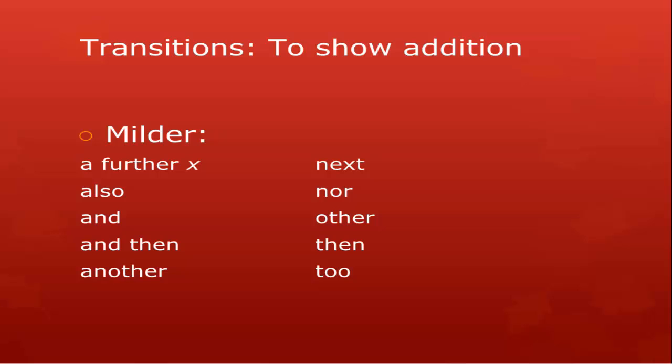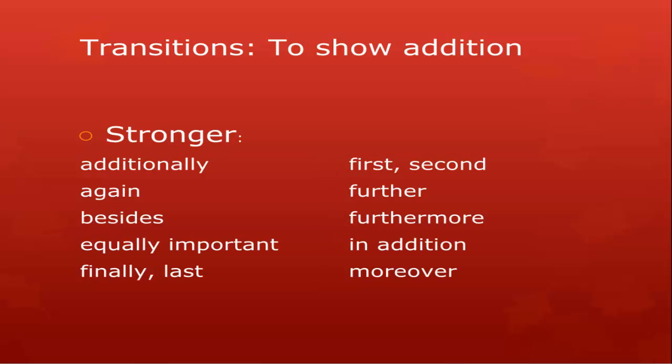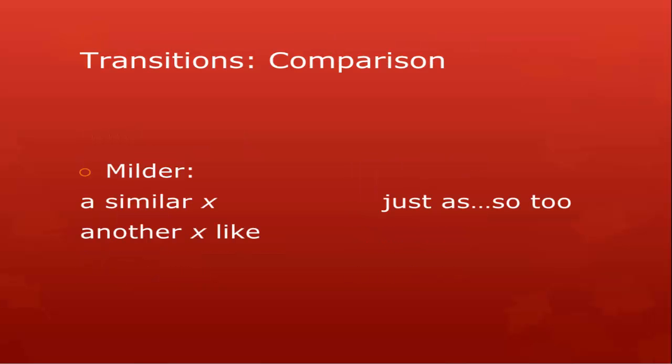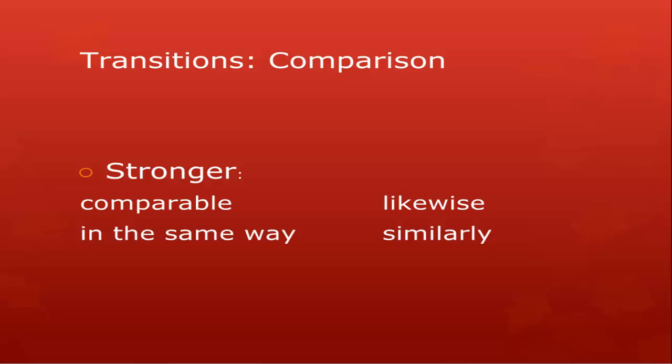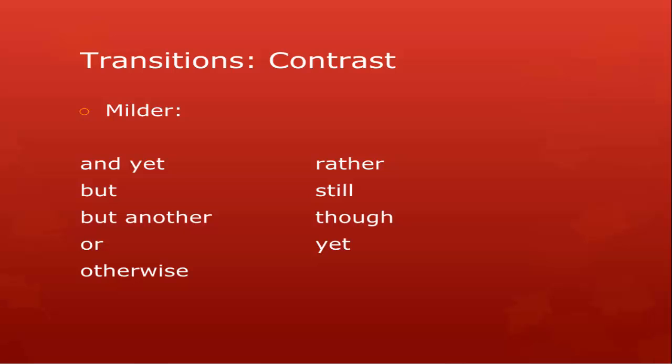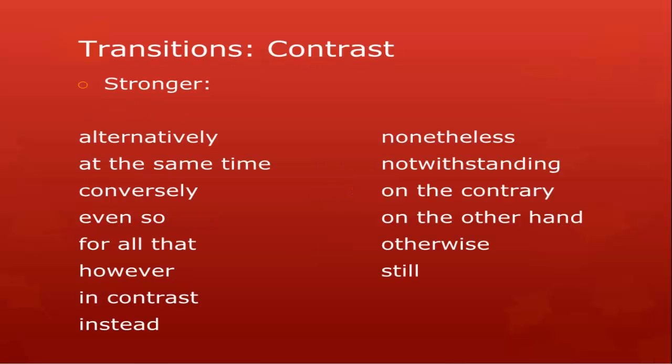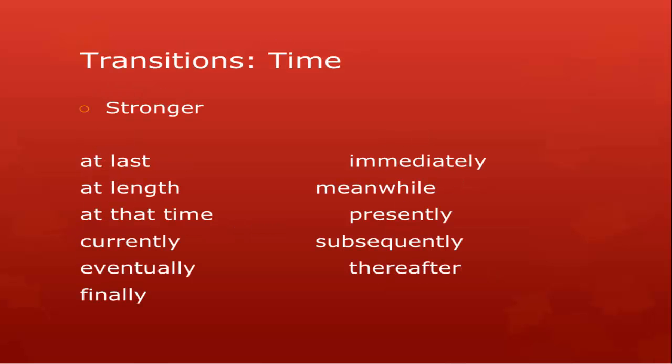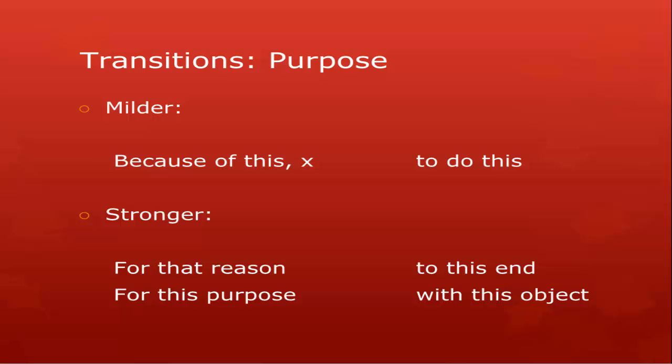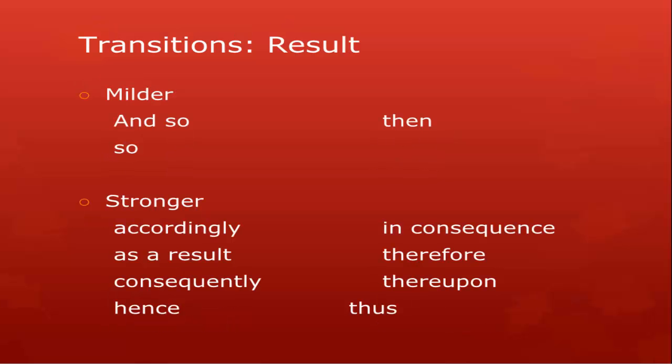Transitions to show addition, and here's a list of milder transitions to show addition that you can reference as needed. Here's a list of stronger transitions used to show addition that you can reference as needed. Again, comparison in the milder form, and stronger comparison transitions. Contrast, milder, and contrast, stronger. Time, milder, and time, stronger. To show purpose, milder and stronger. Place, milder and stronger. Result, milder and stronger. The preceding transitions can be used for you to reference as needed throughout the writing and revising of your paper.